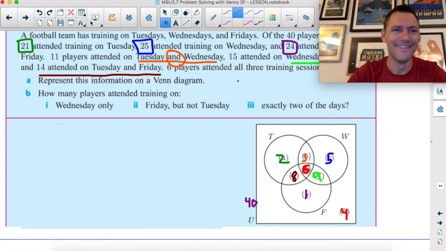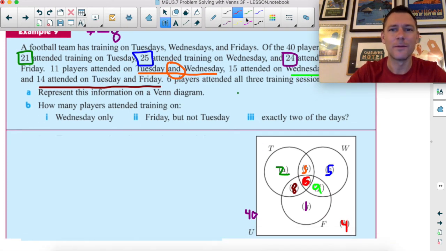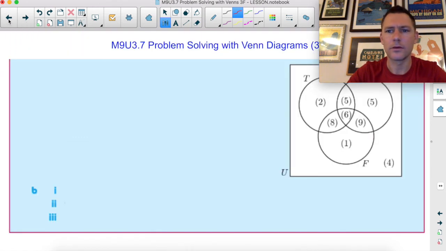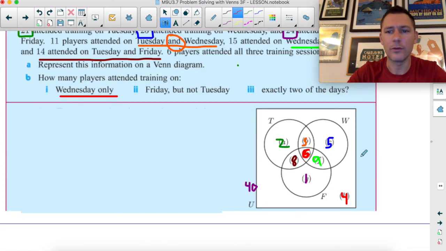Great. So now that we have that, they want to ask some questions, like how many players are attending training on just Wednesday? Well, now it's easy to pick. So it's 5. That's 5, right? On Friday, but not Tuesday. So Friday, but not Tuesday. Here's Friday. And I don't really care if they came Wednesday. I just want them not to come Tuesday. Right? So I don't want these. So I think just 10.